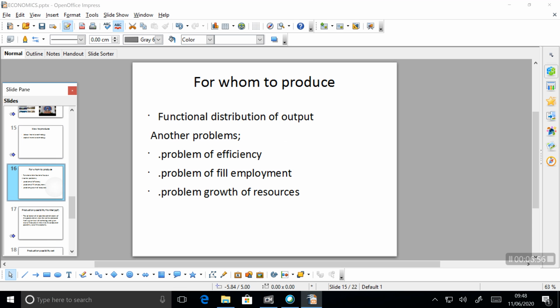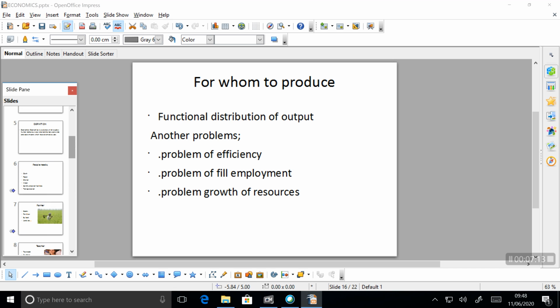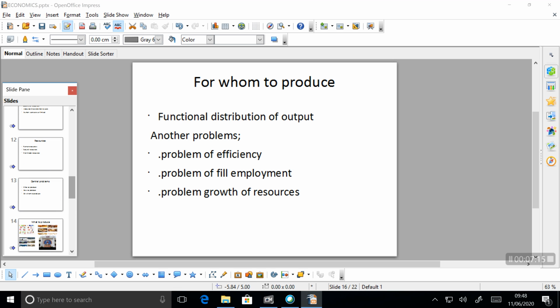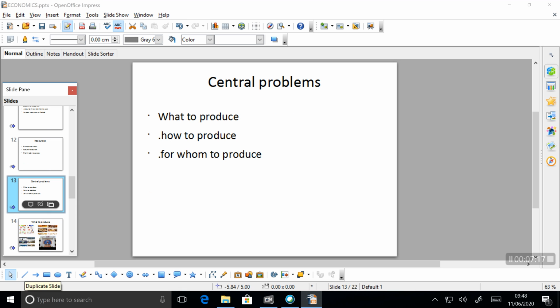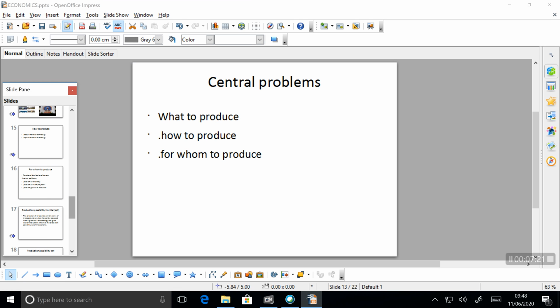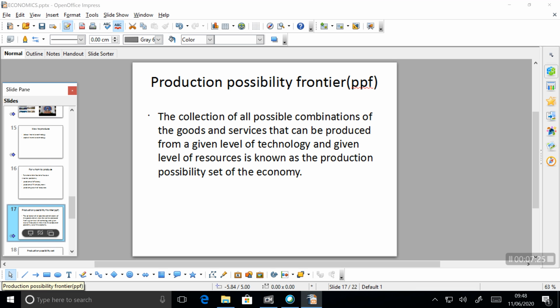And the third one is for whom to produce. It means functional distribution of output. That is, it is concerned with how the national income is allocated among the factors of production. That means our country faces three problems: what to produce, how to produce, and for whom to produce. These are the basic central problems in an economy.